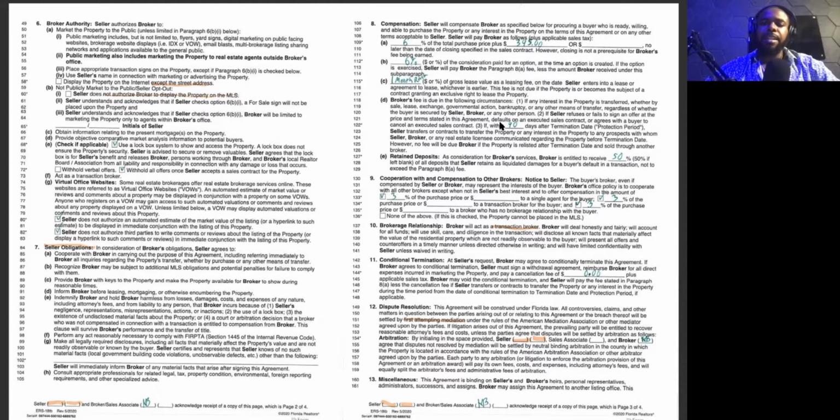This right here is saying, let's just say this contract gets terminated or it expires. So this 90 days is saying if after the termination of this agreement, within 90 days, anyone that I showed this property to or who inquired before it expires comes back and buys it, you still owe me my commission. If it happens after this 90 days, they don't owe you anything.